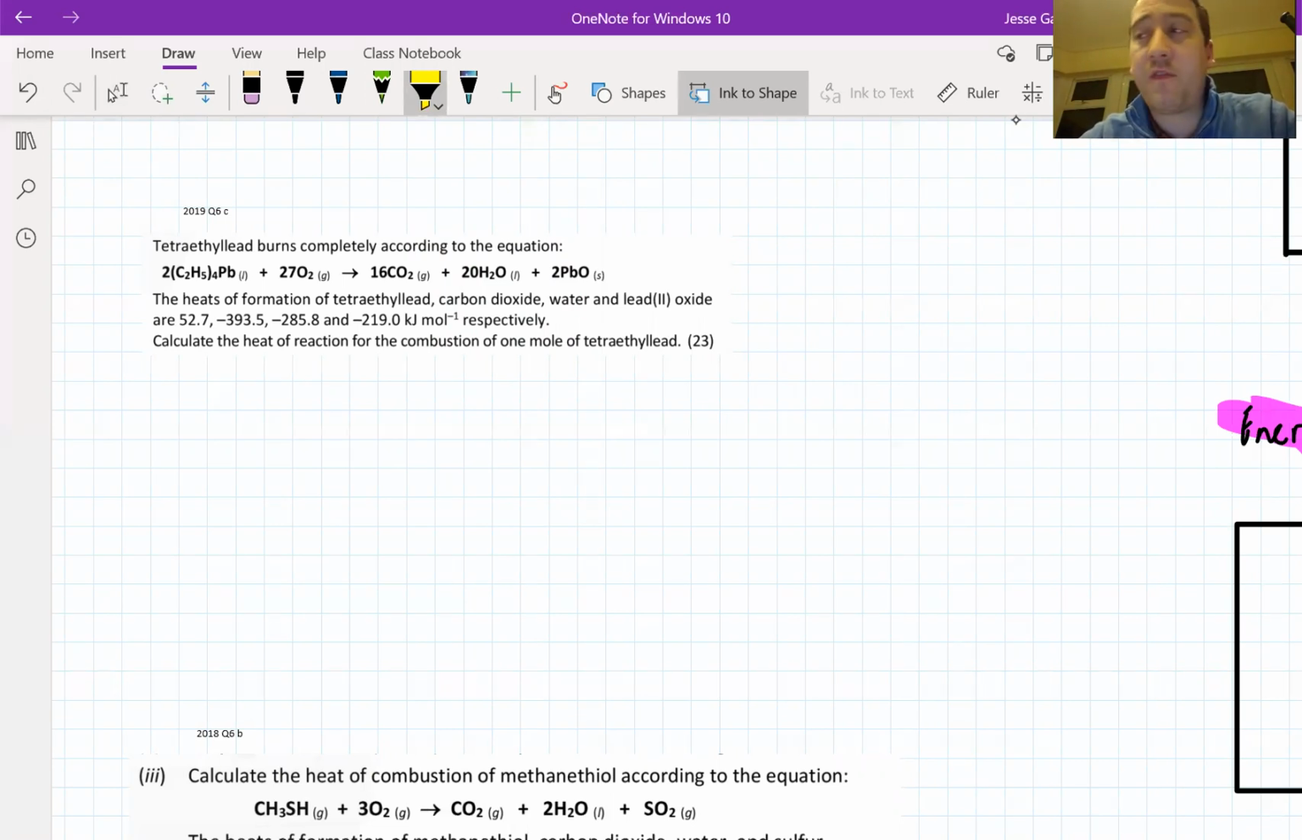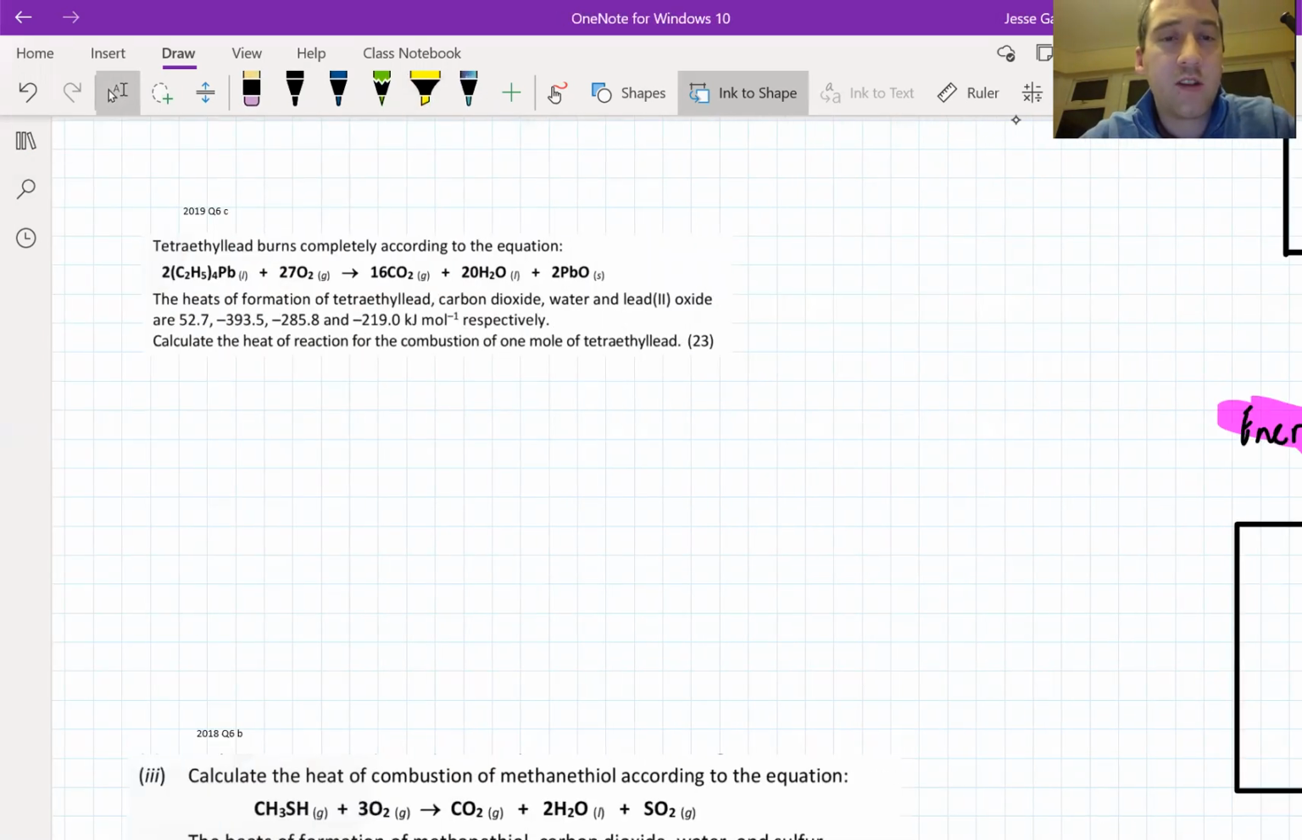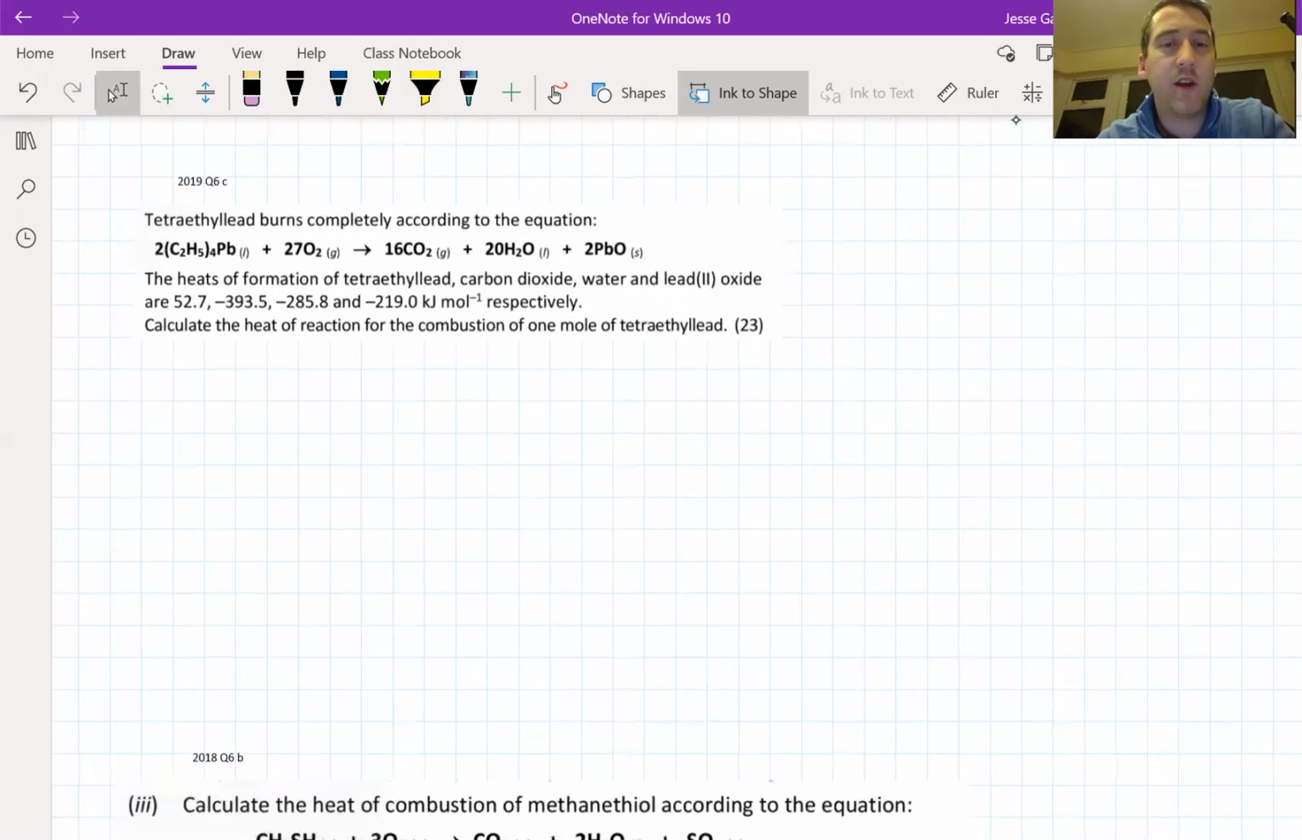Now the first thing that I'm going to do is match up the chemicals in the equation with the chemicals and the names of things that they give you, and I'm going to use a different highlighter for each one. So let's have a quick read here. It says tetraethyl lead burns completely according to this equation. So we've got this full balanced equation.